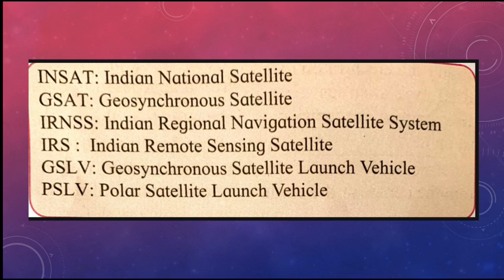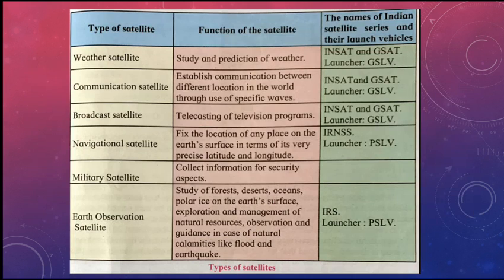Now, this slide shows us the different types of satellites, that is INSAT. India has the national satellite by the name INSAT. Then there is GSAT, IRNSS, then IRS, the Indian Remote Sensing Satellite, then GSLV and PSLV, the Polar Satellite Launch Vehicle. So these are the names of the different artificial satellites. Now you see the chart showing the different types of satellites.